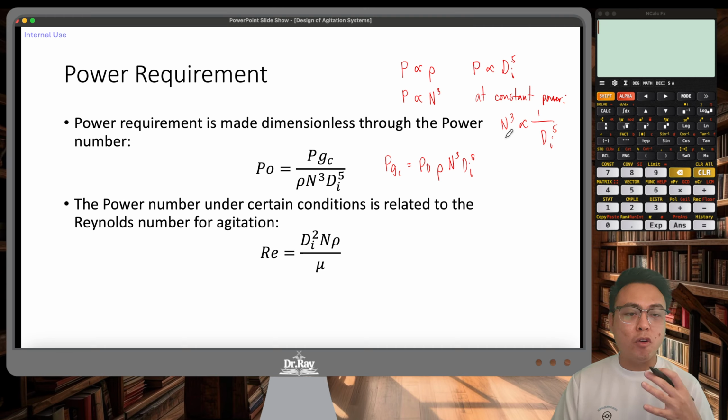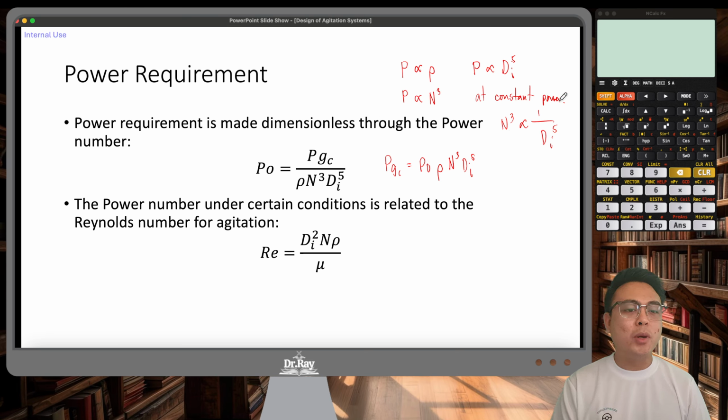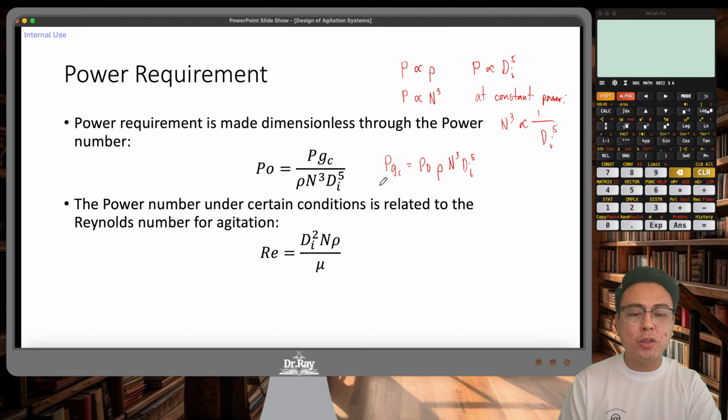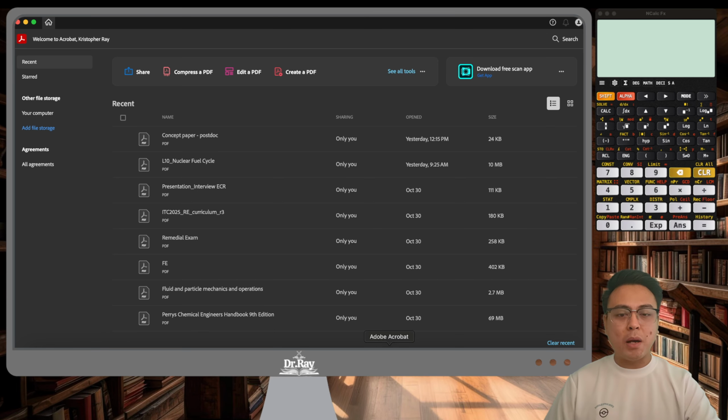For a given amount of power, if your impeller diameter is larger, then that would have to spin slower if you want to maintain just the set amount of power that you were doing before. So this power number expression gives us a lot of insight as to how working parameters inside of an agitator influence how much power it consumes. Okay. In the handbook, we also have this power number equation.